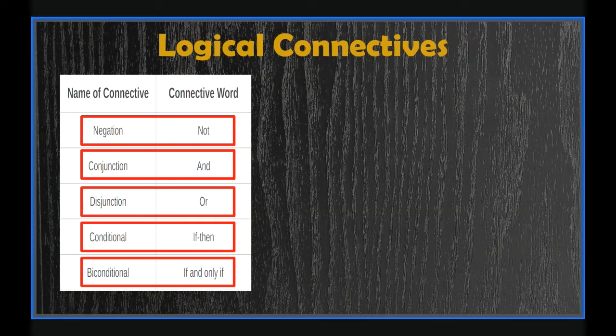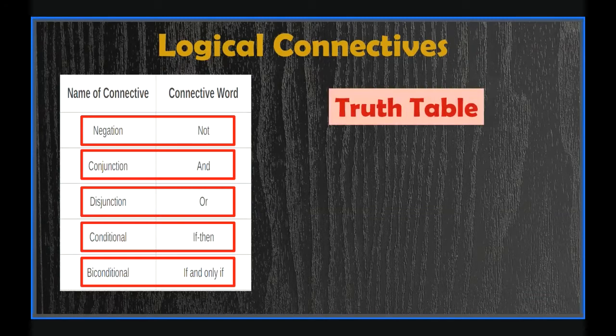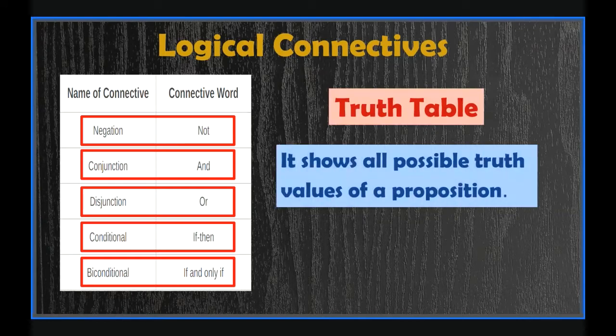By the way, what is a truth table? A truth table shows all possible truth values of a proposition. What do you mean by truth values? The truth value of a proposition is either true or false, but not both. Ano naman yung proposition? A proposition is a declarative sentence that is either true or false, but not both.